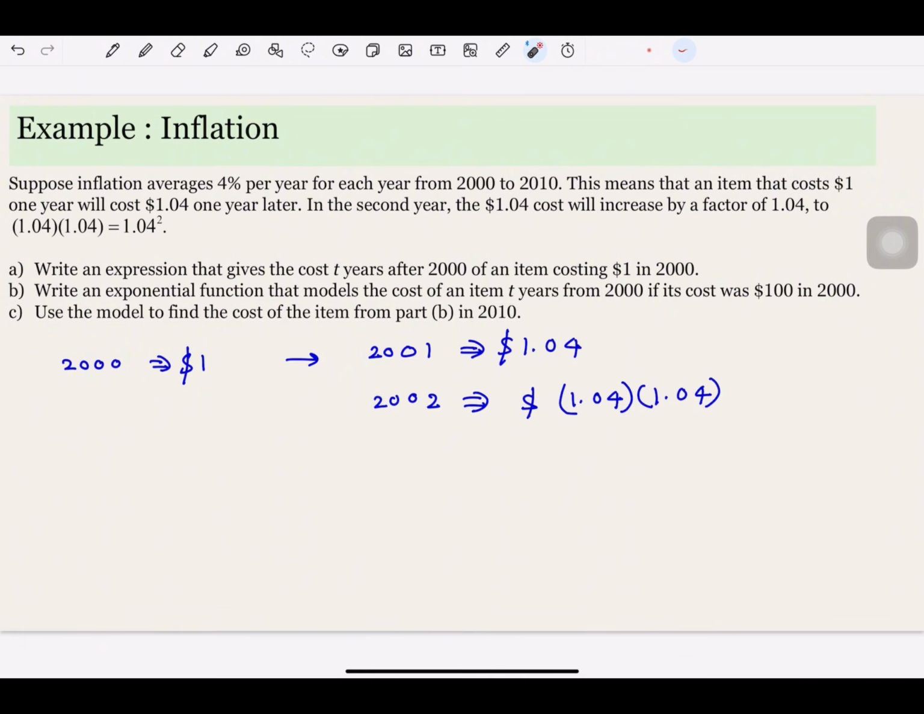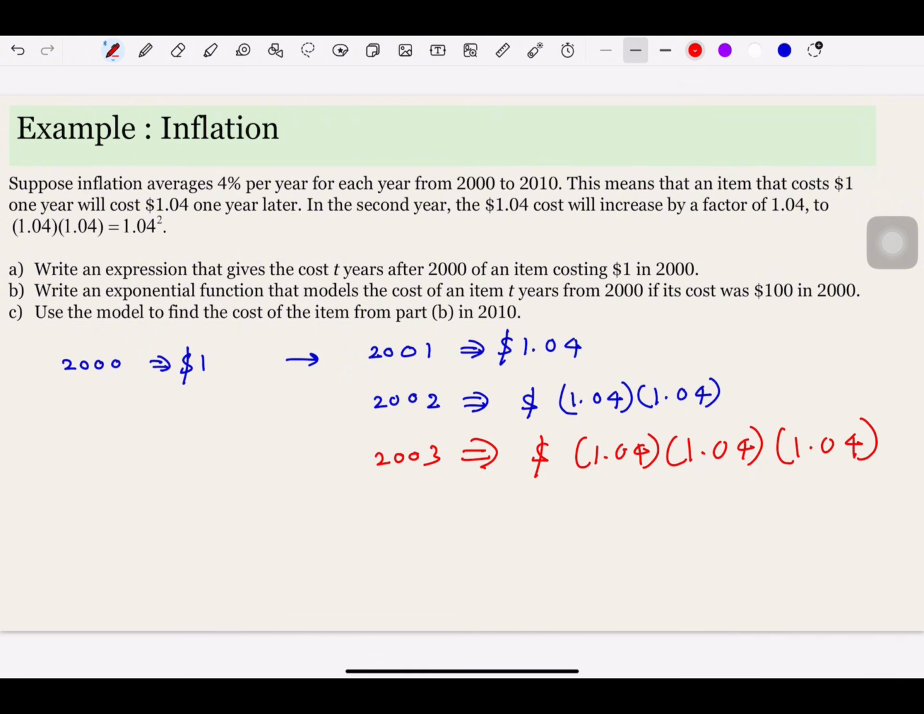So in the second year, we are not adding 4 cents again. Instead, we are multiplying the new amount by 1.04. So if you are looking at 2003, the new cost will be around 1.04 multiplied by 1.04 multiplied by 1.04.